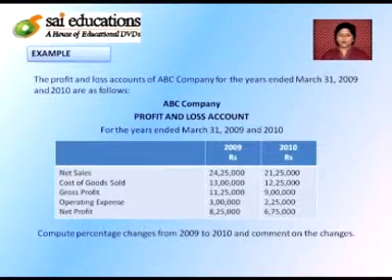In front of your screens, you can see the profit and loss accounts of ABC Company for the year ended 31st March 2009 and 31st March 2010. We have net sales, cost of goods sold, gross profits, operating expenses and net profits. And now we are to compute the percentage changes which have taken place from the year 2009 to 2010.